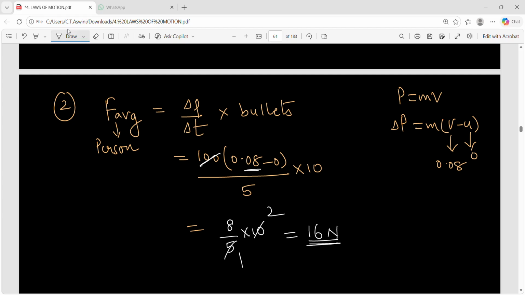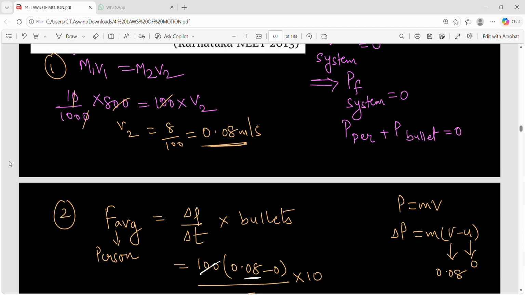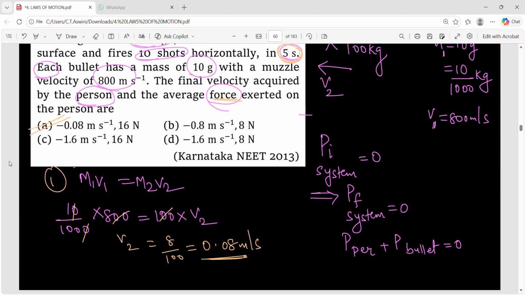So how much is the force exerted? It is 16 newtons. So 16 newtons. Again, this is in option A. Clear? Fine.